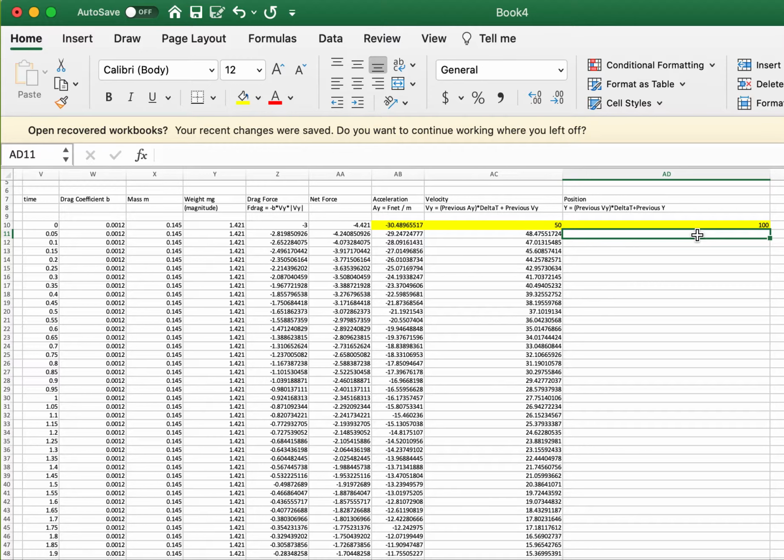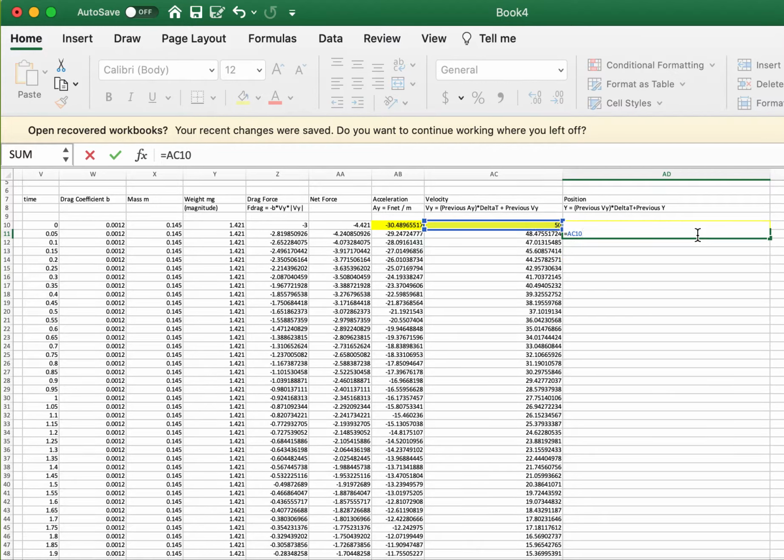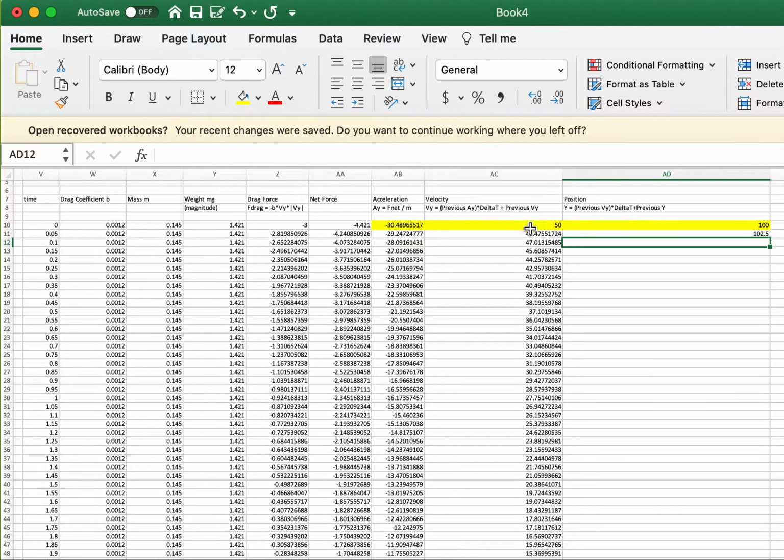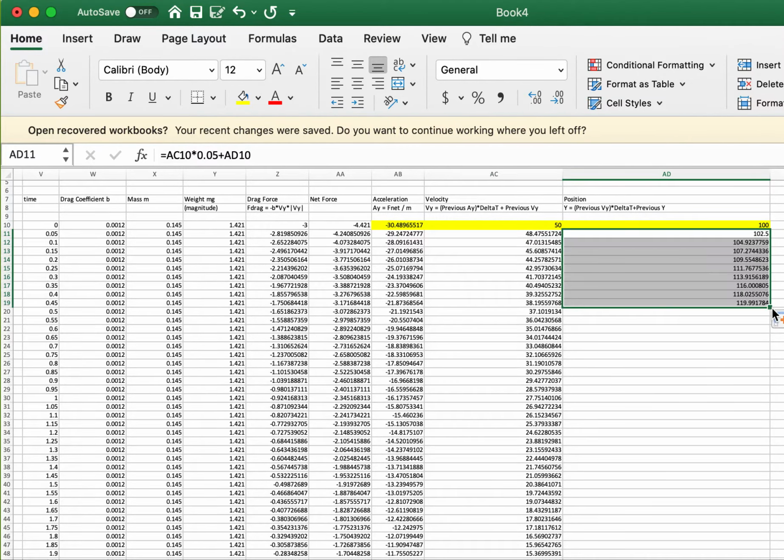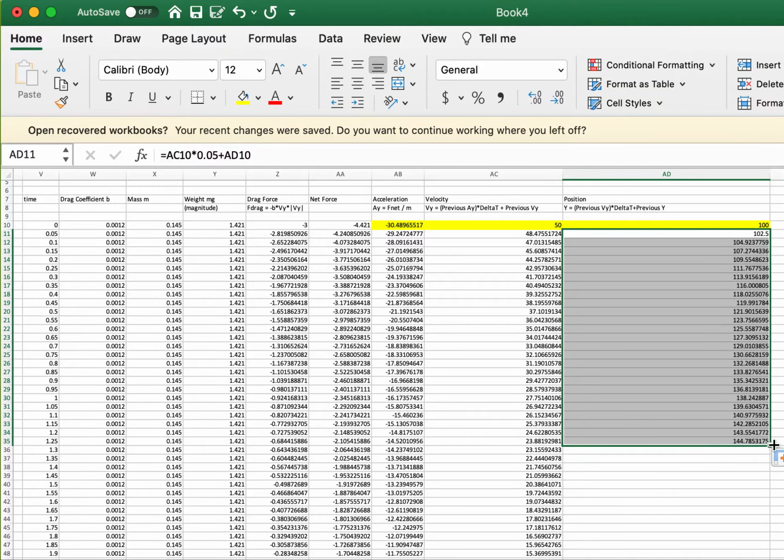Alright, so previous velocity is AC10 times delta t plus our previous position, which is the cell above me here, AD10. That way I'm using the velocity to calculate a new position. And then we just drag that down.